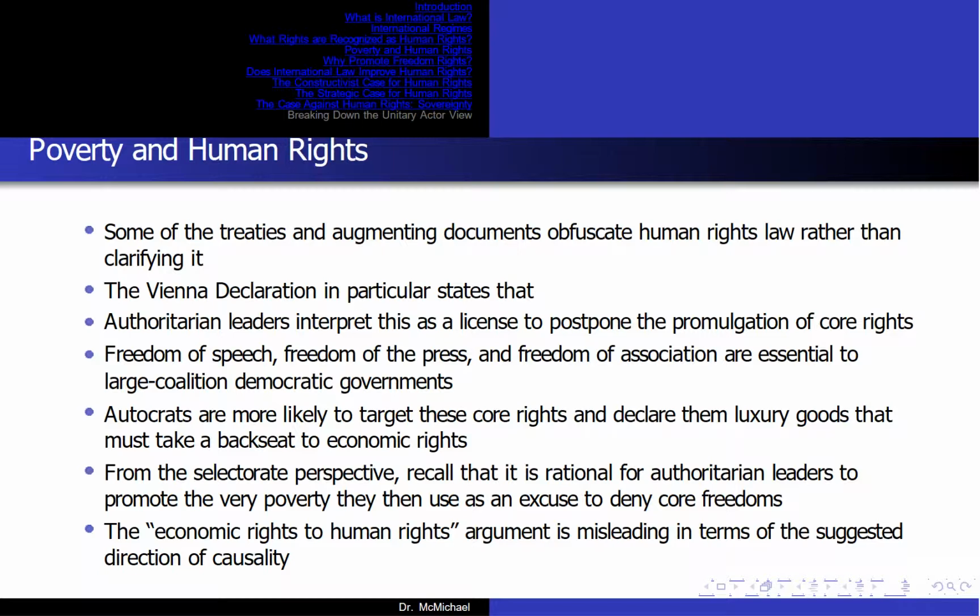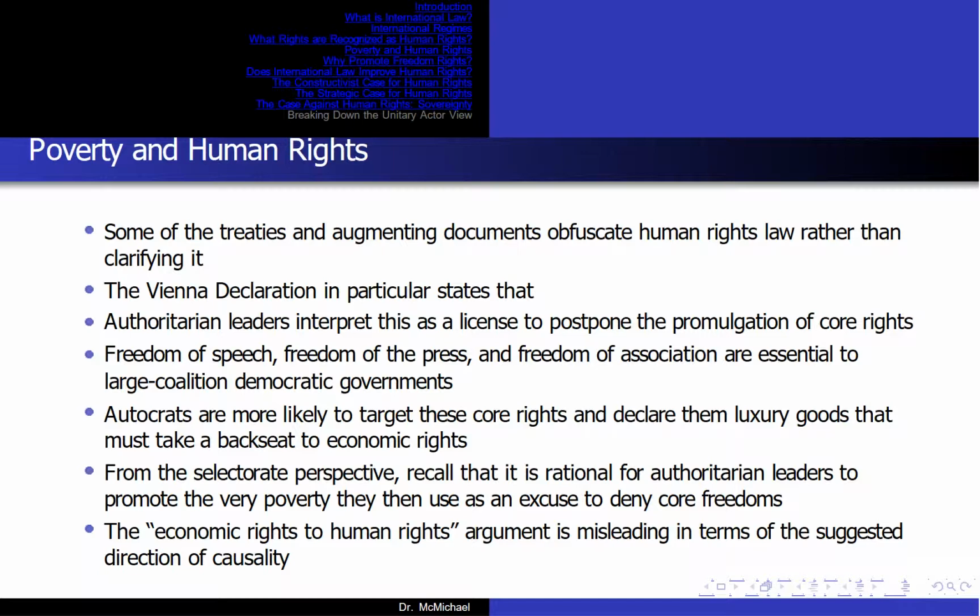Freedom of speech, freedom of press, and freedom of association are essential to large coalition democratic governments. Autocrats are more likely to target these core rights and declare them luxury goods that must take a backseat to economic rights. From the selectorate perspective, recall that it is rational for authoritarian leaders to promote the very poverty they then use as an excuse to deny core freedoms. The "economic rights before human rights" argument is misleading in terms of the suggestion of the direction of causality.